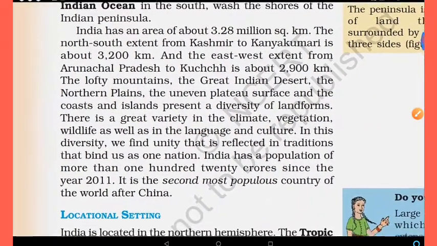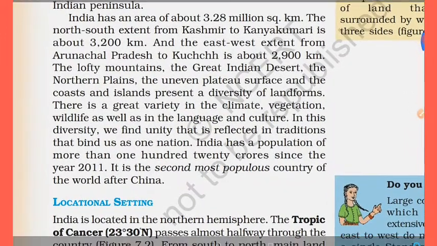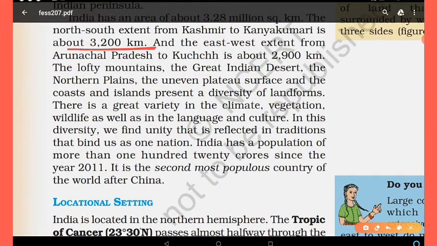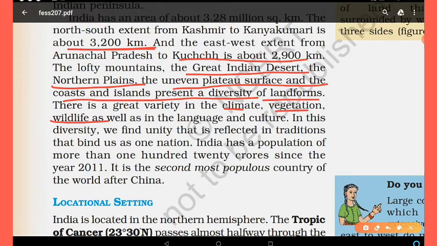The north-south extent from Kashmir to Kanyakumari is 3200 kilometers, and the east-west extent from Arunachal Pradesh to Kutch is about 2900 kilometers. The lofty mountains, great Indian desert, northern plains, the uneven plateau surface, and coast and islands present a diversity of landforms. There is a great variety in the climate, vegetation, wildlife as well as in the language and culture. In this diversity, we find unity that is reflected in traditions that bind us as one nation.